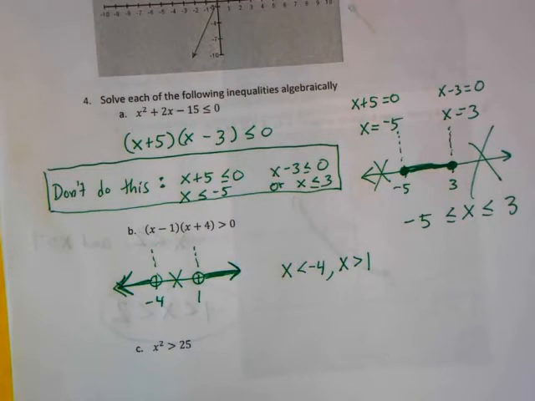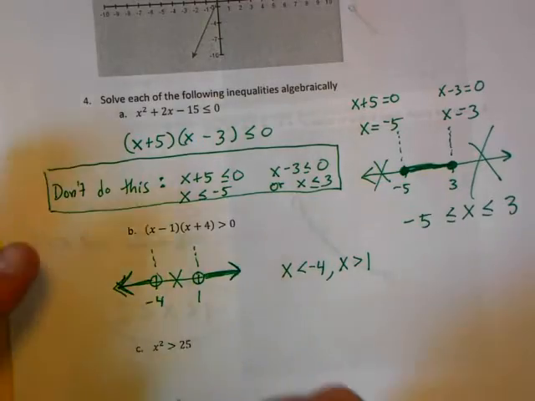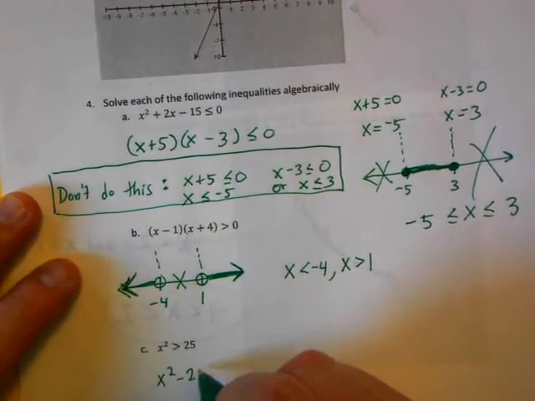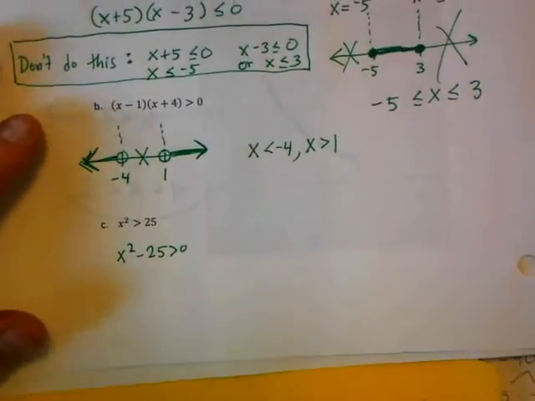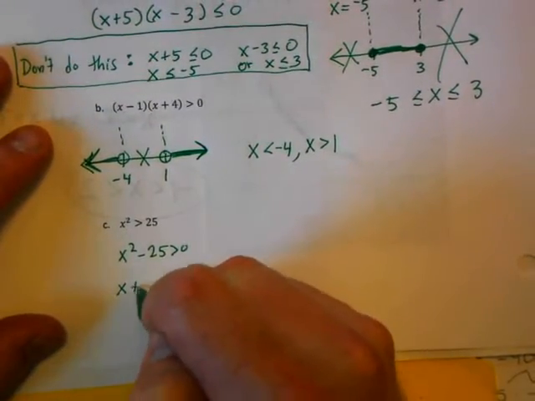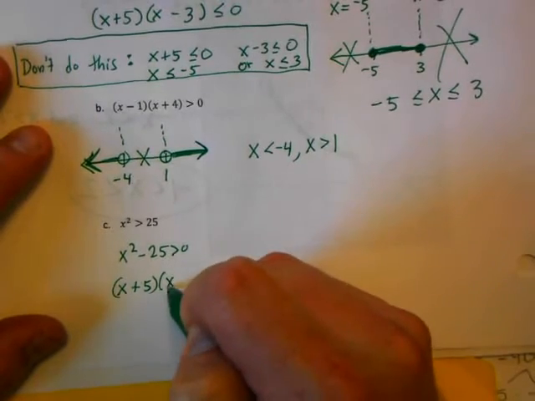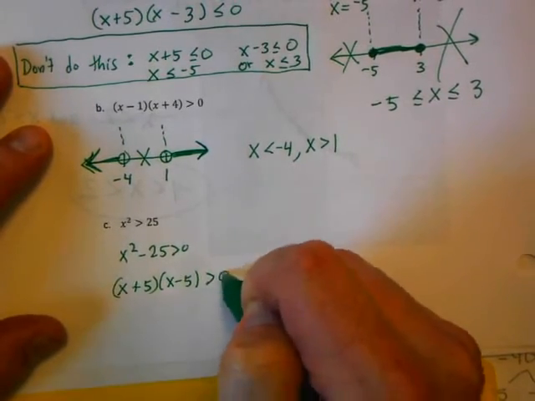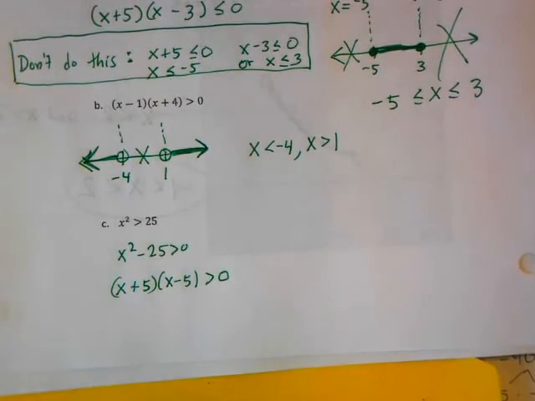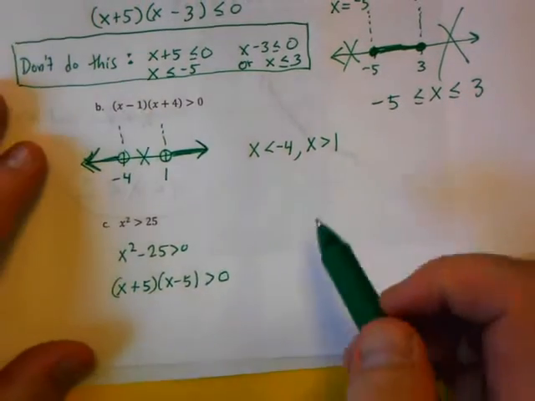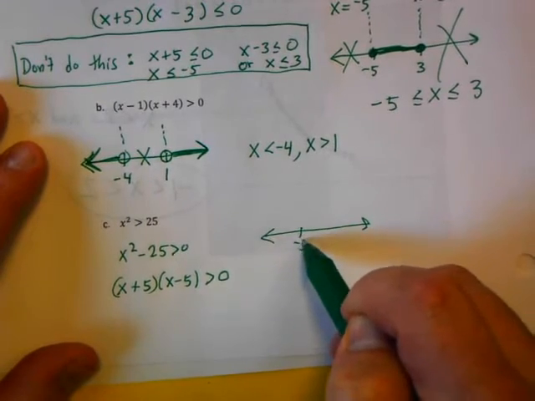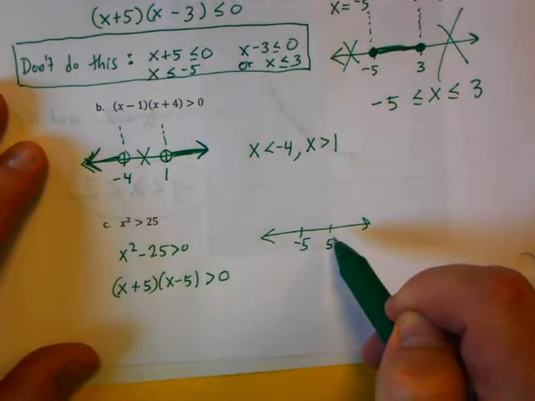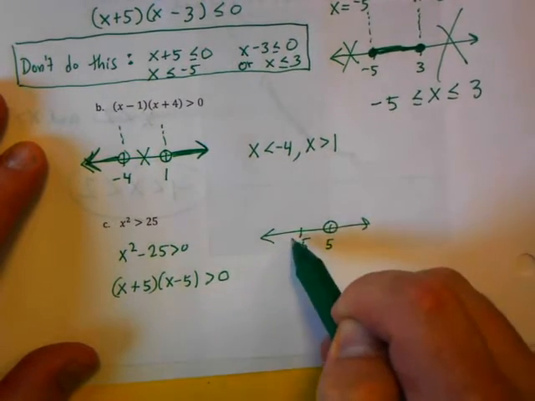Okay. How about C? What would you do for C? Subtract 25. You got to get 0 on one side, so you would subtract 25. X squared minus 25 bigger than 0. What's next? Factor. X plus 5, x minus 5 bigger than 0. That's the difference of perfect squares. Numbers for my number line. Negative 5, positive 5. Circles or dots? Circles. There's no equal to in this problem, so it's circles.